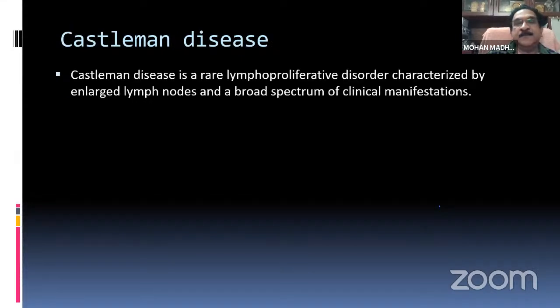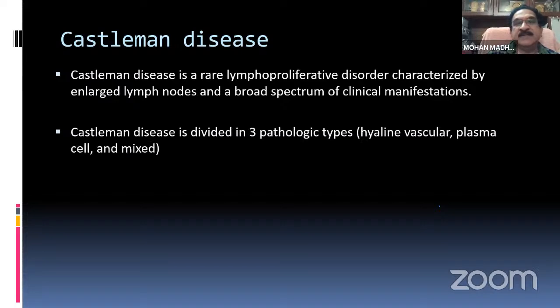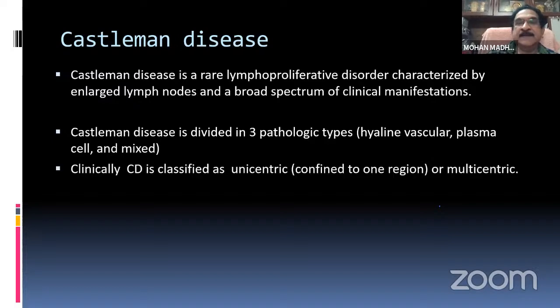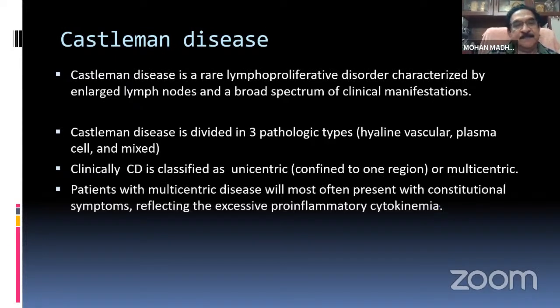It's a rare lymphoproliferative disorder characterized by enlarged lymph nodes and a broad spectrum of clinical manifestations. It is divided into 3 pathological types: hyaline vascular, plasma cell, and mixed cell. Our patient had a plasma cell type of Castleman disease. It can be unicentric, confined only to one region, or multicentric, as in our patient.